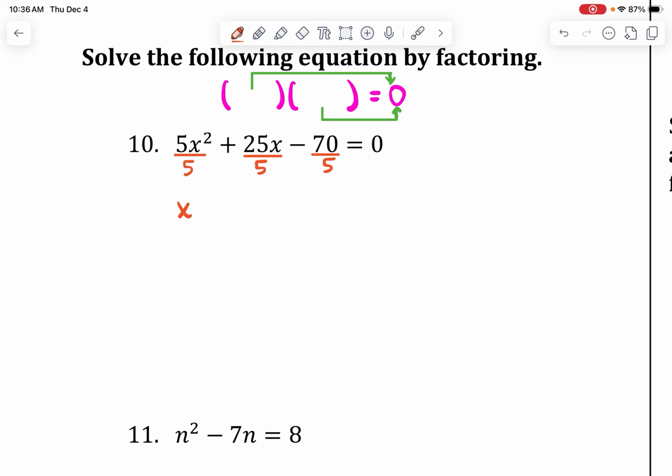So that's going to give us x squared plus 5x minus 14. Now, technically, 5 is a GCF, but it does not contribute to the solution pool. So I really don't care about it anymore, which I'll talk more about when we get to the very end. Okay.